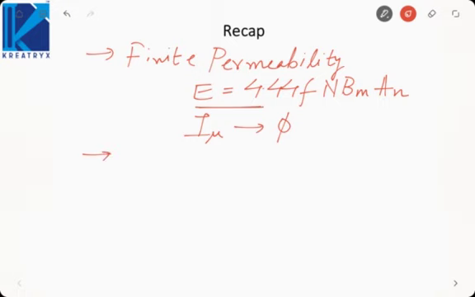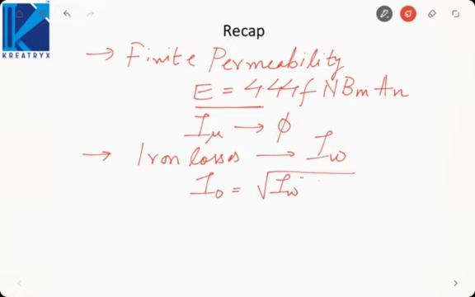Then we removed the assumption that the transformer has zero iron losses. And to compensate iron losses we assumed a current Iw. And we called the no load current I0 is under root Iw square plus I mu square. This was my no load current in case of transformer, that is the current drawn by primary winding even when no load is connected at the secondary winding.